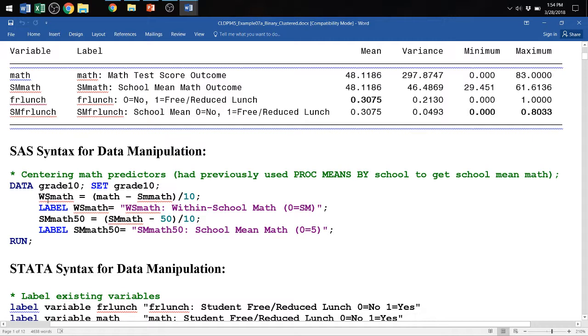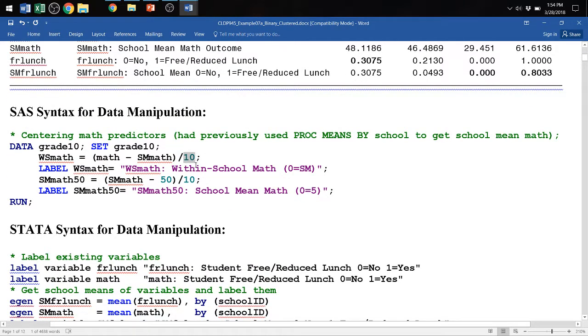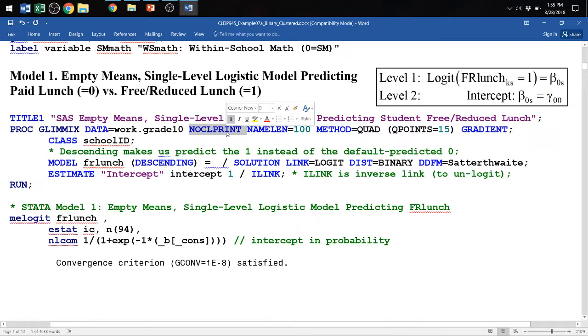So I am using group mean centering. I had previously calculated school mean math. So I'm creating within-school math as math minus school mean math, and school mean math centered at 50, and I'm dividing these coefficients by 10 so that the scale of these fixed effects is a little bit bigger. So we'll talk about a 1-unit change as a 10-point change in this example. But you've seen before, NOCLPRINT shuts off the listing of every unit on the class statement. NAMELEN keeps it from truncating the names of your fixed effects.